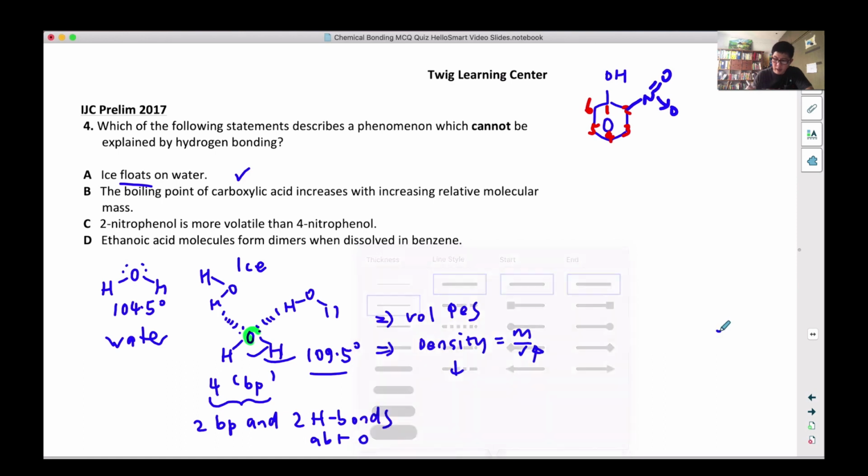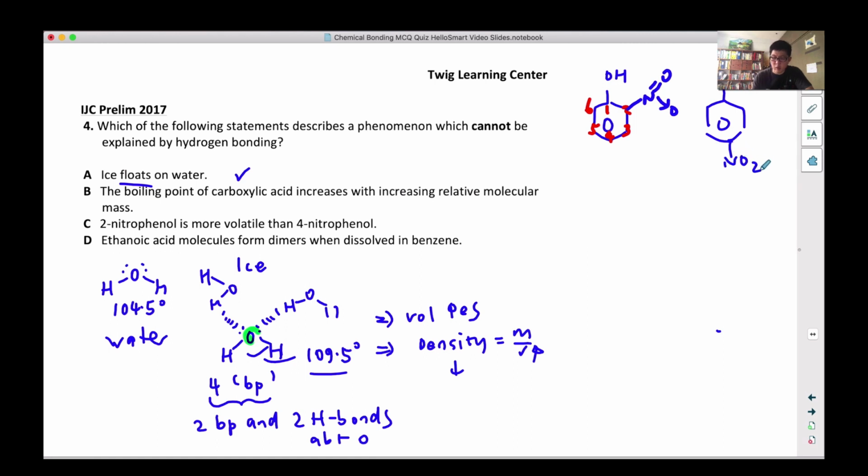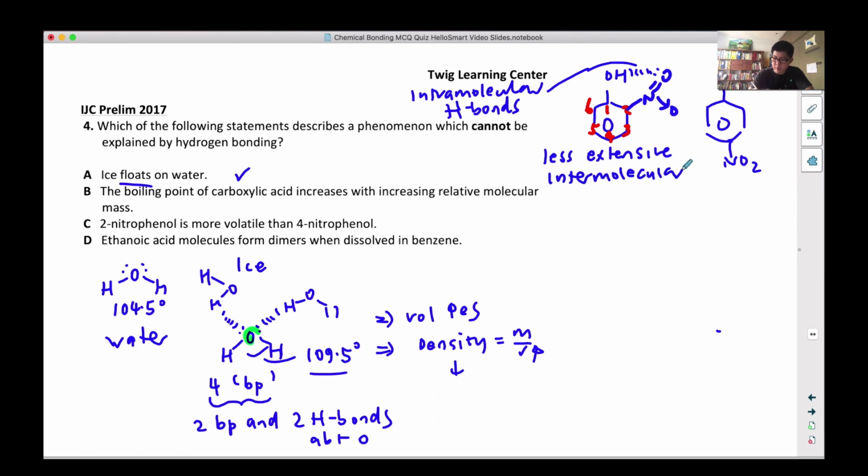I'm going to draw 4-nitrophenol now. So this is 4-nitrophenol. You realize that for 2-nitrophenol, there are actually intramolecular H bonds. Because they are intramolecular hydrogen bonds, it can form less extensive intermolecular H bonds.